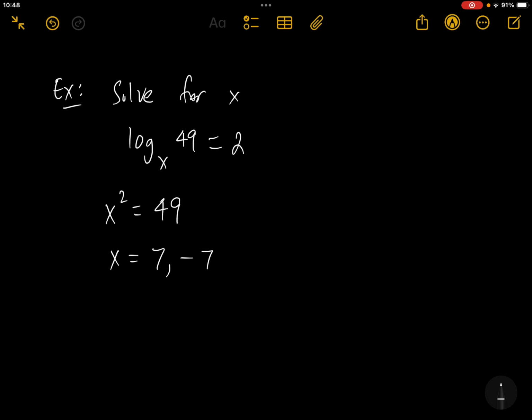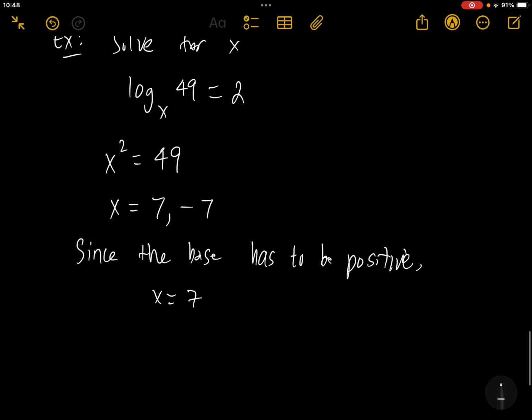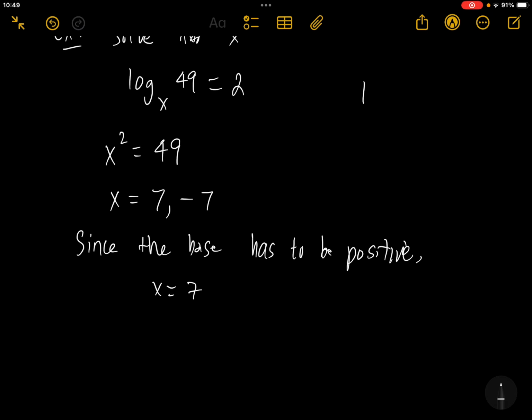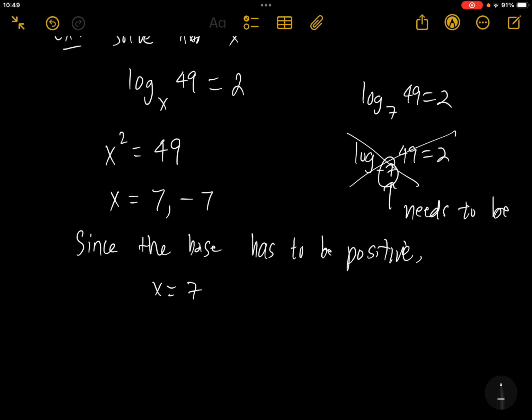However, remember that when we're talking about the log sub b, the base has to be positive. So x has to be 7. So it's log sub 7 of 49 is 2, not log sub negative 7 of 49 is 2. Because that needs to be positive.